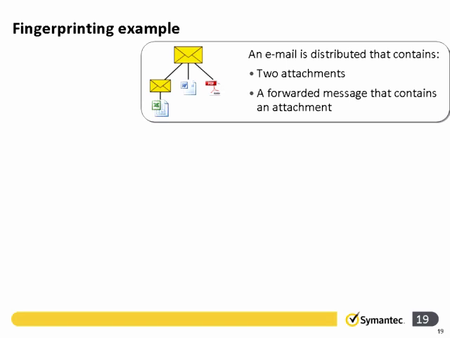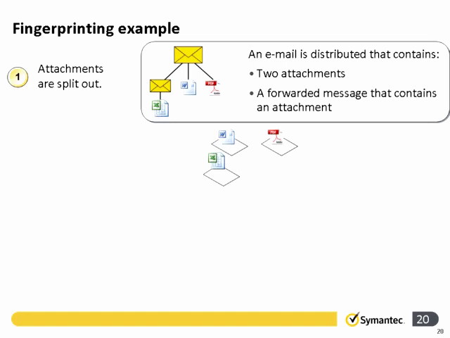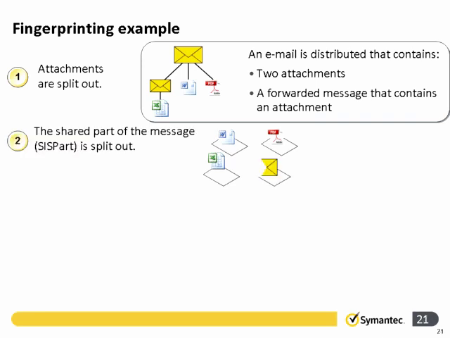It also is going to contain a forwarded message that has an Excel spreadsheet as an attachment. Well, the first thing that we're going to do is split out the attachments. So you can see I pull out the PDF, the Word, and the Excel document. The shared part of the message itself is also going to be split out.